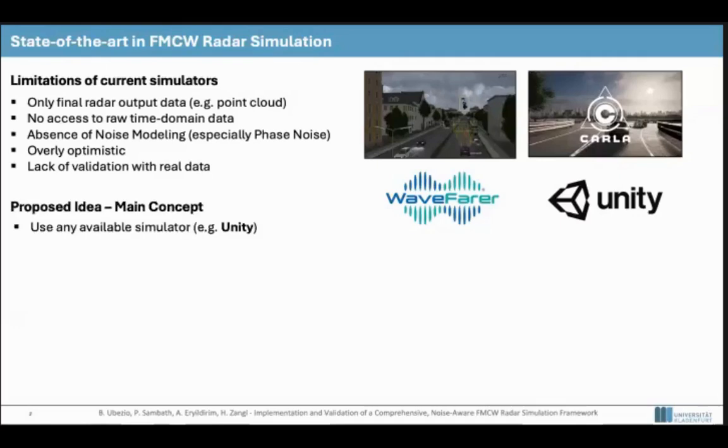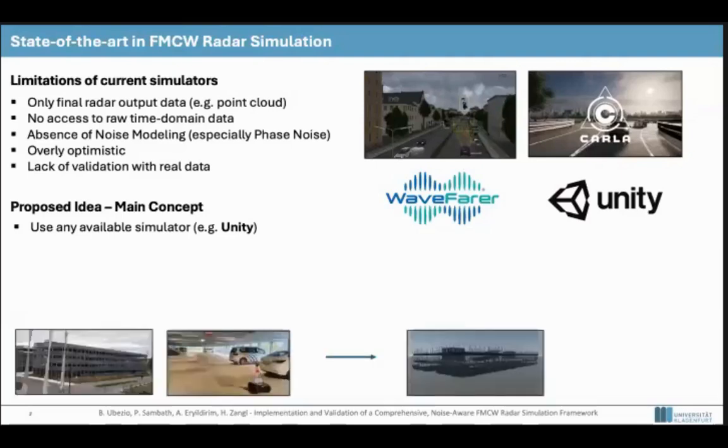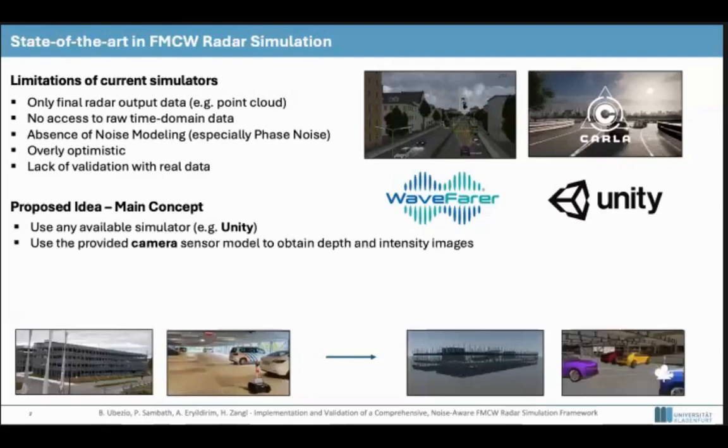So the idea that we had is basically the following. We take one of these simulators, we take Unity, that doesn't provide a radar model, but it has a lot of very nice light modeling and material properties capabilities. Our test environment is a parking garage next to our university. We make the model in Unity. And what do we do? We take the camera sensor model. Why? Because every simulator in the world will provide you with a camera sensor model. It's just the most used one.